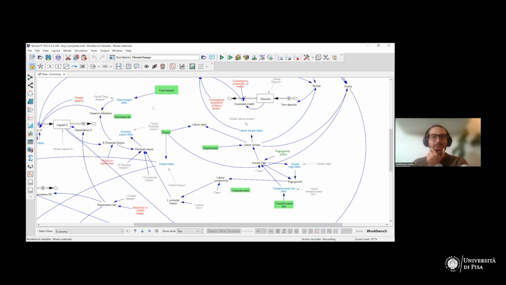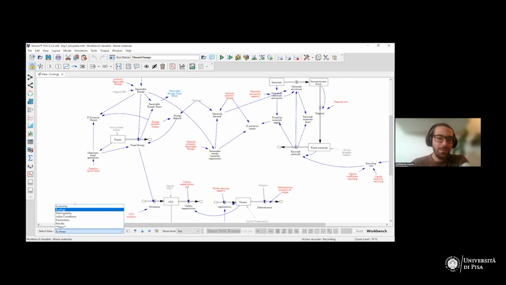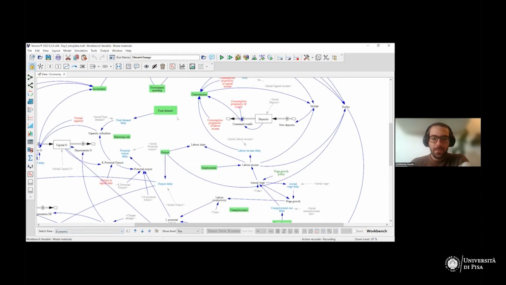So thank you, Jay. I will open the comments in the chat because we need this to be minimally interactive. So we have different views. In each of the views, you have part of the model, which is very useful. Otherwise, it becomes really a mess. And then we are going to work in the economy view today.